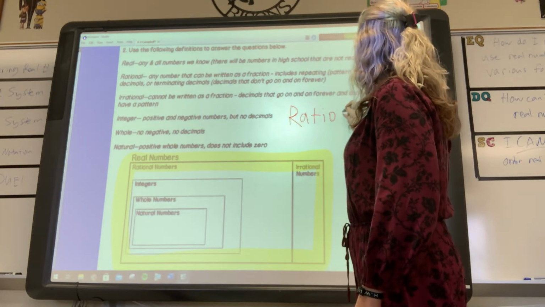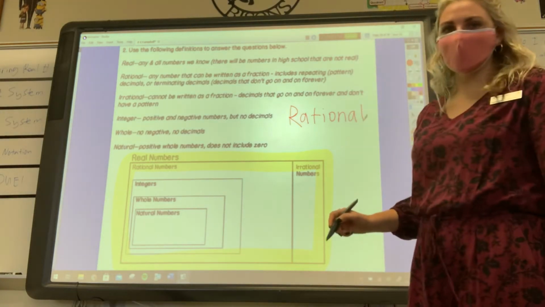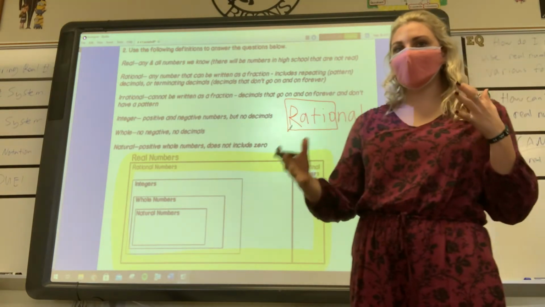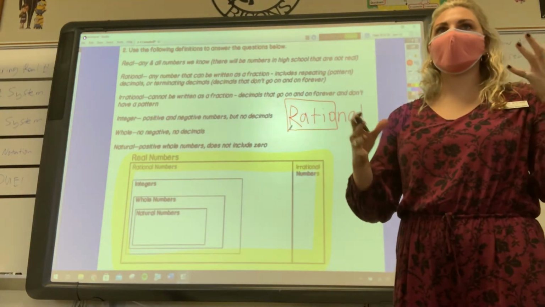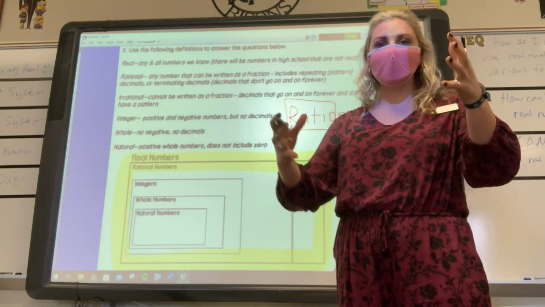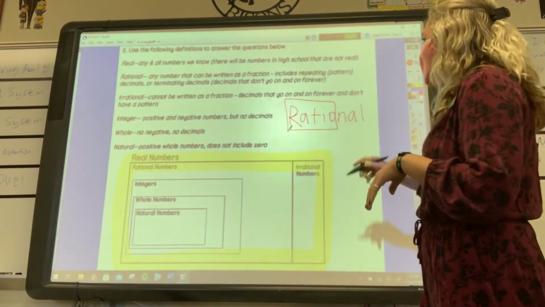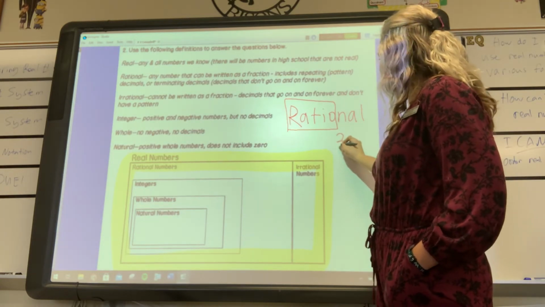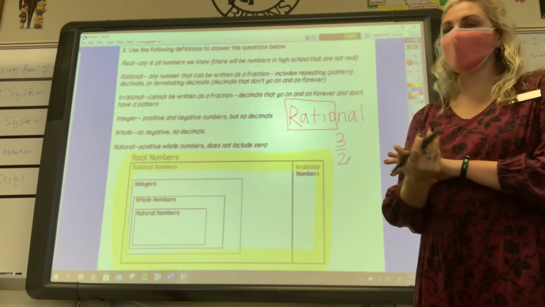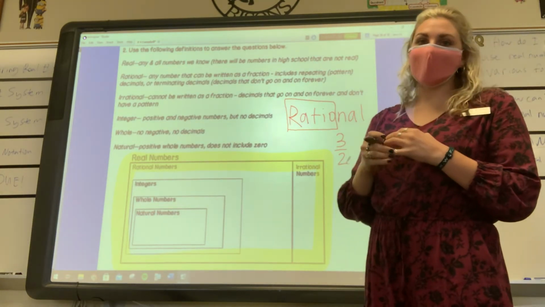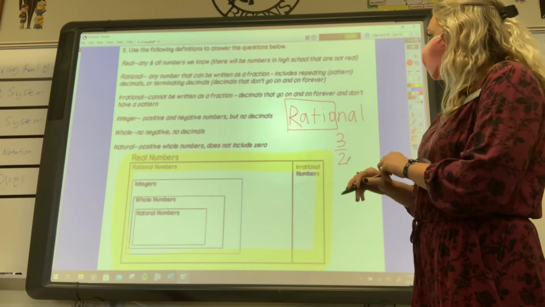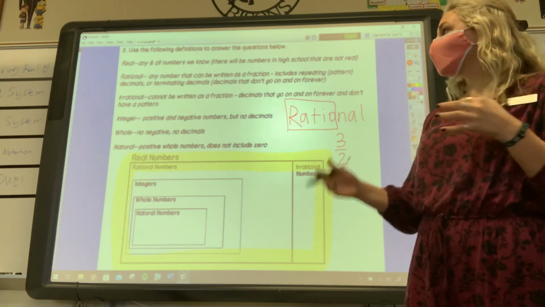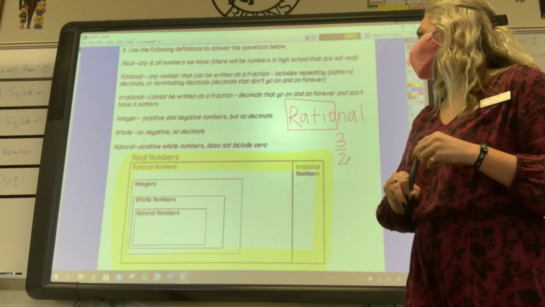Rational. So inside the word rational, we have this word ratio. So a ratio can be written in multiple ways. Sometimes you can compare the ratio of teacher to student or girls and boys in a classroom. But a ratio can sometimes be written as a fraction like this. So a rational number is any number that can be written as a fraction. And this includes repeating or pattern decimals, or terminating decimals that don't go on and on forever.